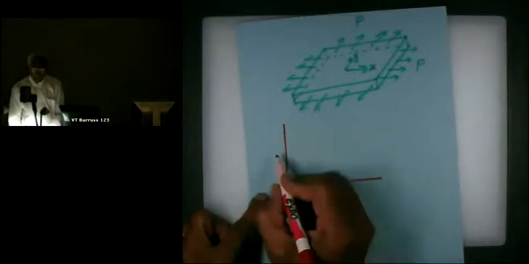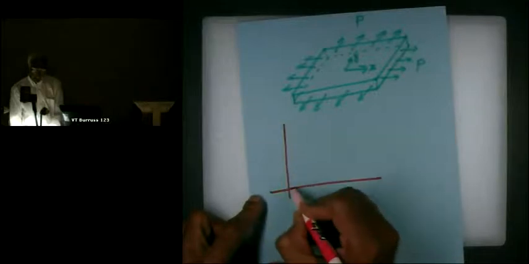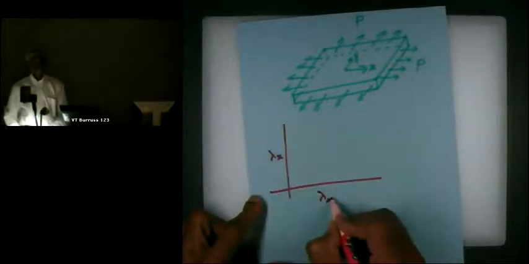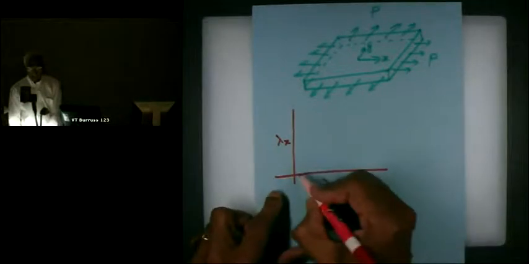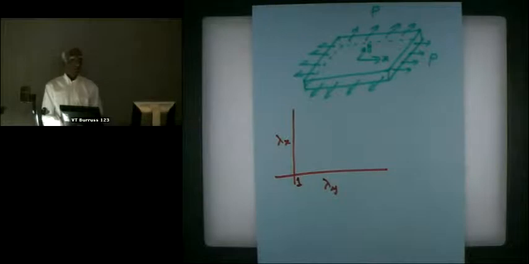So here is what happens. So if we plot lambda 1, which is lambda x and lambda y, so that's stretch in the x direction and stretch in the y direction. And of course, when you start, both are 1. Stretch is never negative. Less than 1 means compression. More than 1 means tension. But there is no such thing as stretch equal to 0.